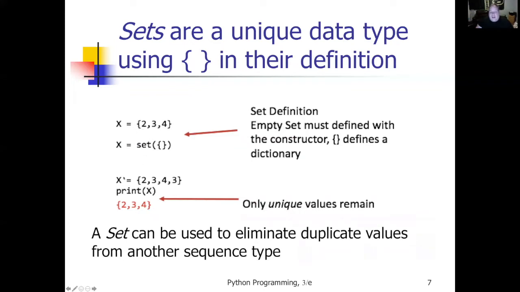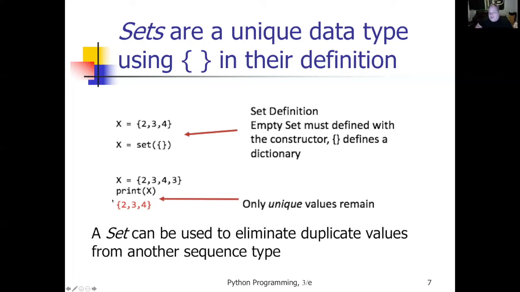If I said x equals curly braces 2, 3, 4, 3, it's only going to store 3 once because the set won't store duplicate values. One way to create an empty set is x equals set with empty parentheses in the middle. That basically gives it an empty set.